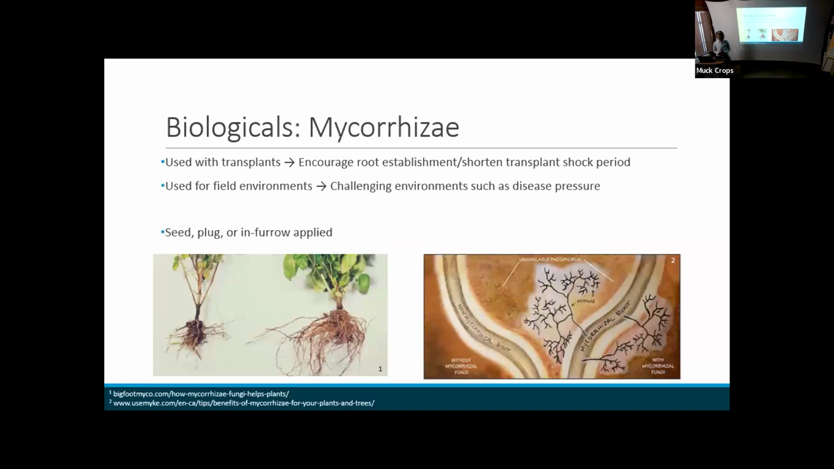So just the ones that we're seeing the most used on the seed, mycorrhizae. So we use this a lot in field environments where we're dealing with something that's just, we want to throw everything, including the kitchen sink at, white rot, for example. And then transplants, we use it quite a bit on onions to encourage your root establishment or your transplant shock period. So basically the way it works is you can do everything right, hardening off your onion plants, and they're still going to go in the field and just sit there.